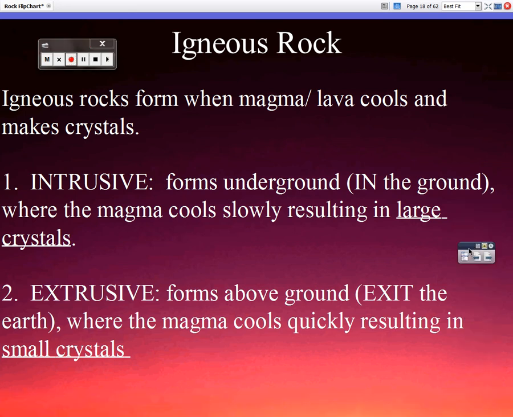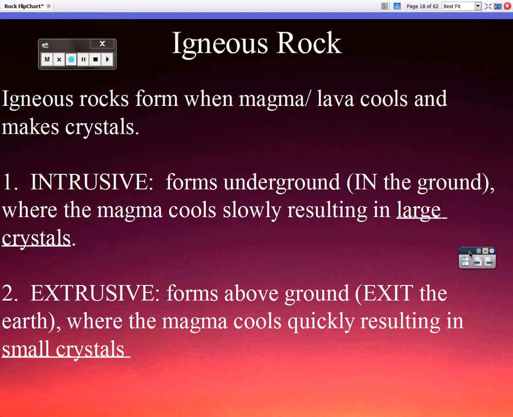Okay, today we're going to talk about igneous rocks. Igneous rocks form when magma or lava cools and makes crystals. Intrusive igneous rocks form in the ground or underground, hence intrusive, in the ground. This is where the magma cools really, really slow and you get large crystals. Like you look at the rock and you can see the crystals.